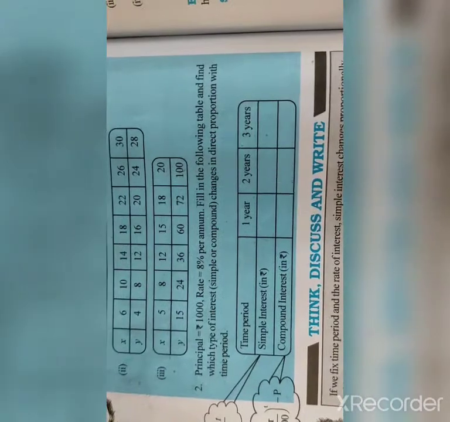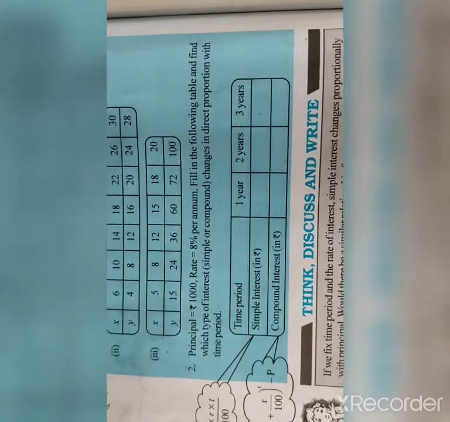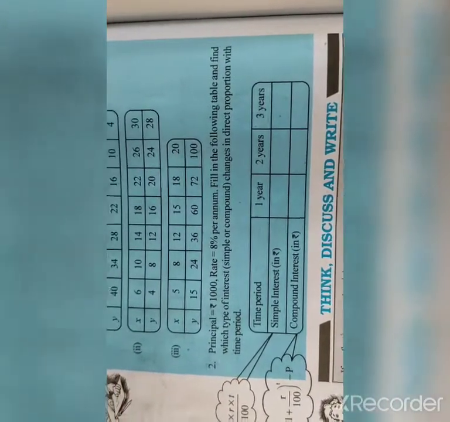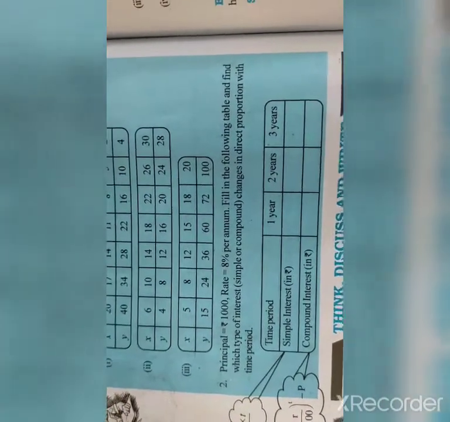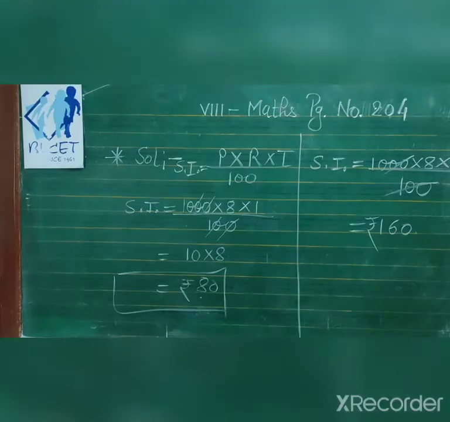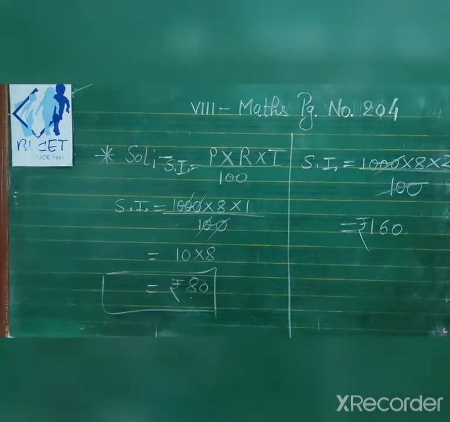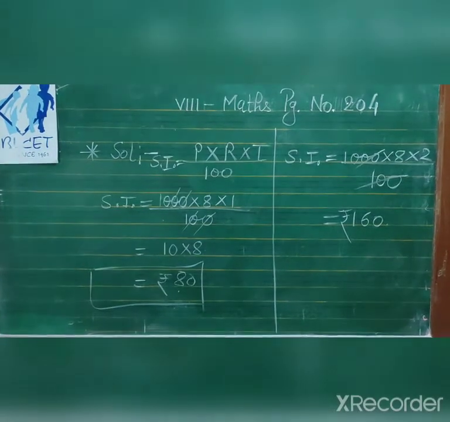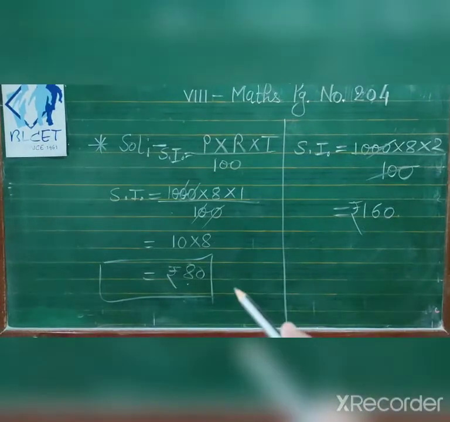Now see here, principal rupees 1000, rate 8% per annum. Fill in the following table and find which type of interest, simple or compound, changes in direct proportion with time period. Let us start. The formula of simple interest is P into R into T upon 100. Principal is 1000 rupees, rate of interest is 8 upon 100 and time is 1. So you can see here the simple interest is rupees 80.